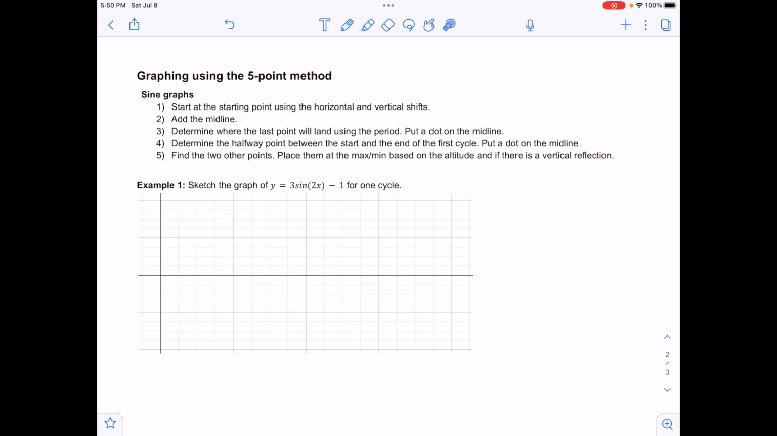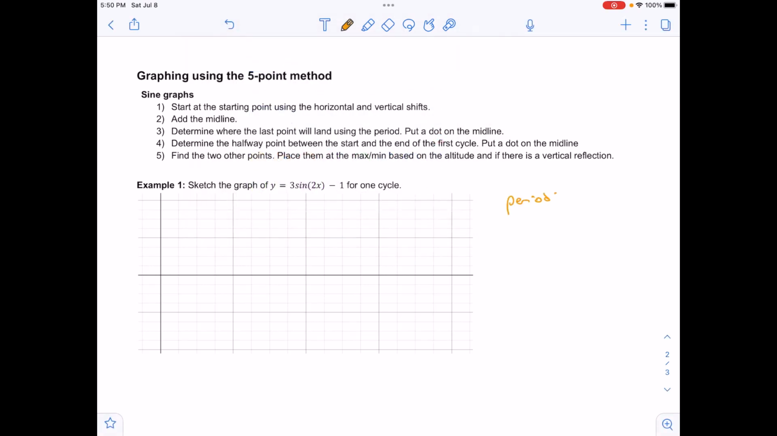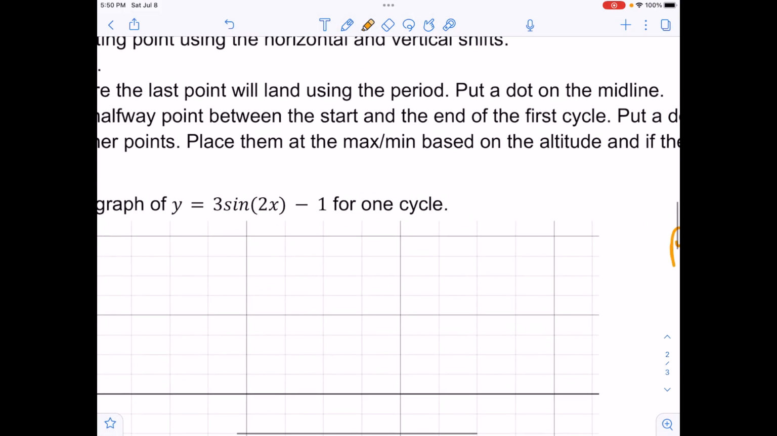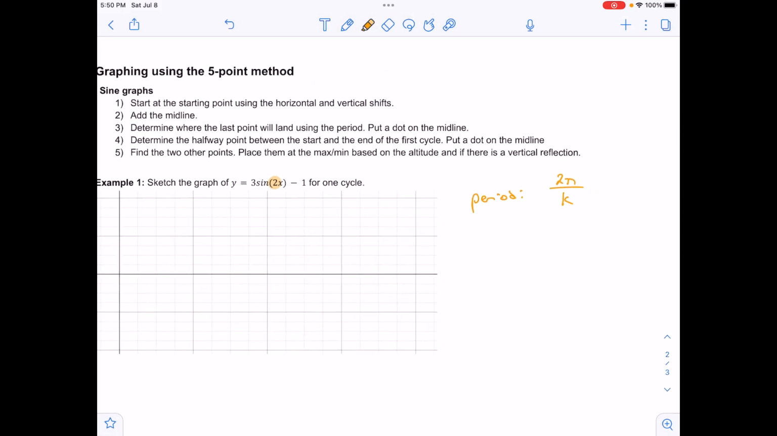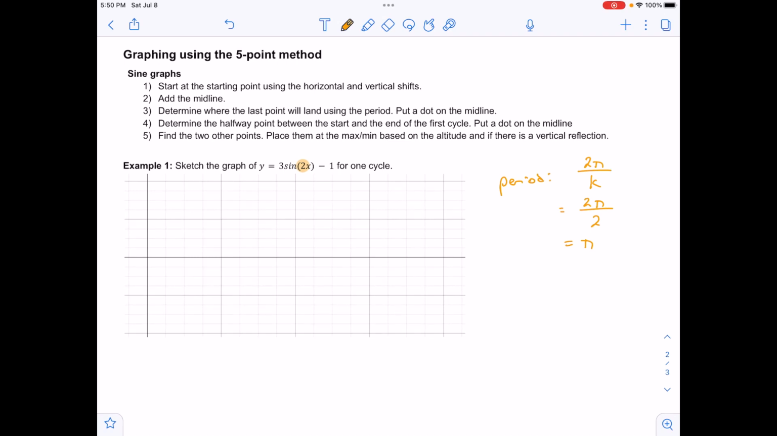Okay, we're going to do a couple of things here. We need to figure out how high and how low our graph is going to go, and we need to determine the period, okay? Let's start with period first, why not? Recall that the period is 2 pi divided by k, and our k value in this instance, I'll highlight it, is 2. So our period is going to be 2 pi over 2, which is just pi. That's going to help me set up the axes on my graph here.